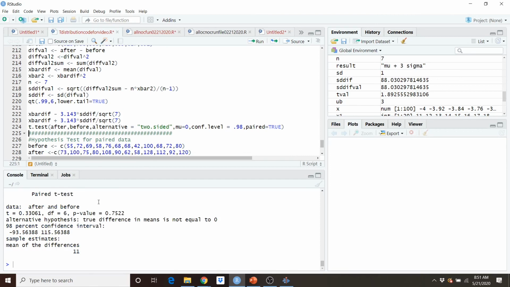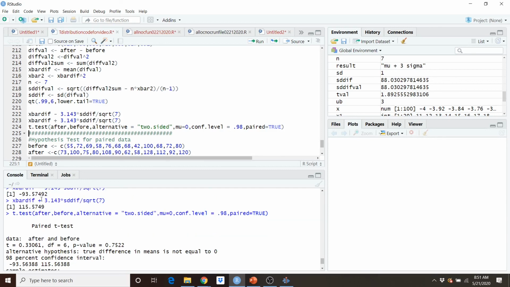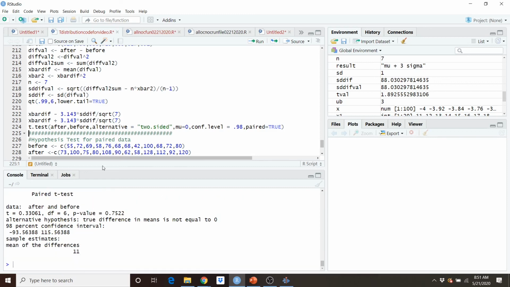And so if I run this, notice what I get. Negative 93.563 to 115.563. Negative 93.57, 115.57. Remember, we rounded our t value. And so there's a bit of rounding difference here. And so we could say that we are 98% confident that this mean difference is between negative 93.56 and 115.56.